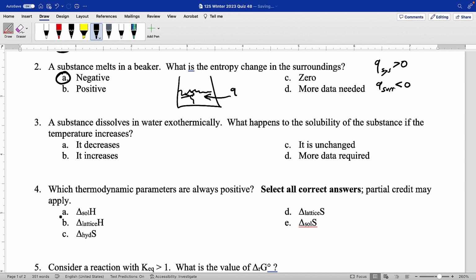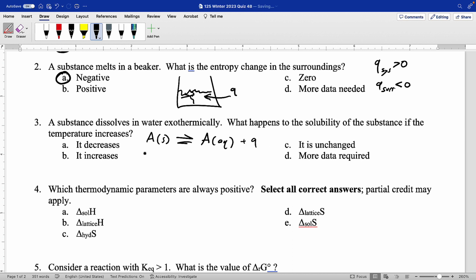All right, a substance dissolves in water exothermically. What happens to the solubility of the substance if the temperature increases? There's a couple ways of thinking about this. You can imagine you've got some substance, I'll just call it A, in a solid, and we're going to let it dissolve to form the aqueous version of this. It could be a salt, it could be a molecule. One way of thinking about this is, oh, it's exothermic, this reaction gives off heat, and if you raise the temperature, it's going to push it backwards.